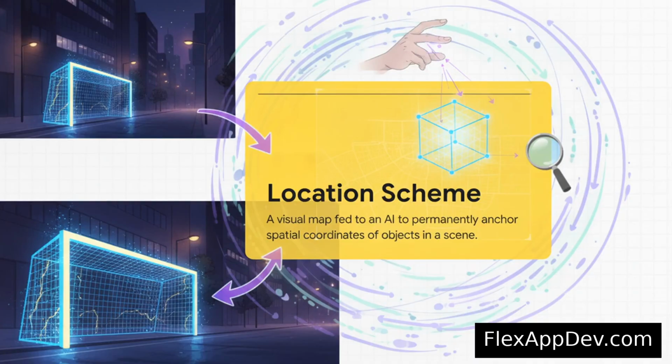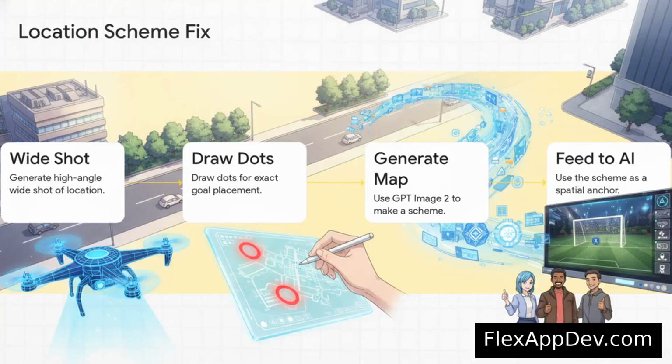The glowing football goal kept randomly teleporting around the street between shots. One second it's way in the background, the next it's magically floating in the middle of the frame. The AI just couldn't grasp the spatial anchor. The fix for this? Something called a location scheme. Basically, it's a visual map you feed the AI so it knows exactly where objects are supposed to live in 3D space.